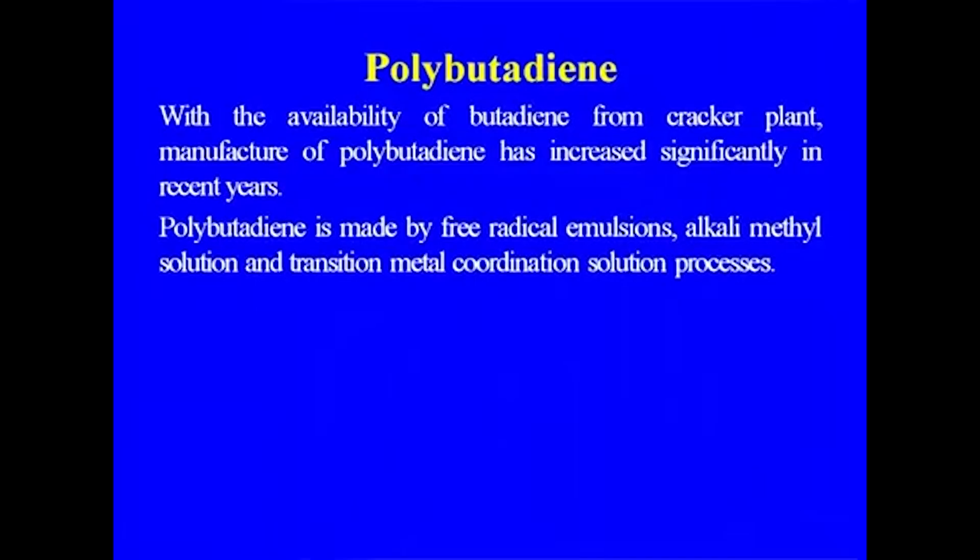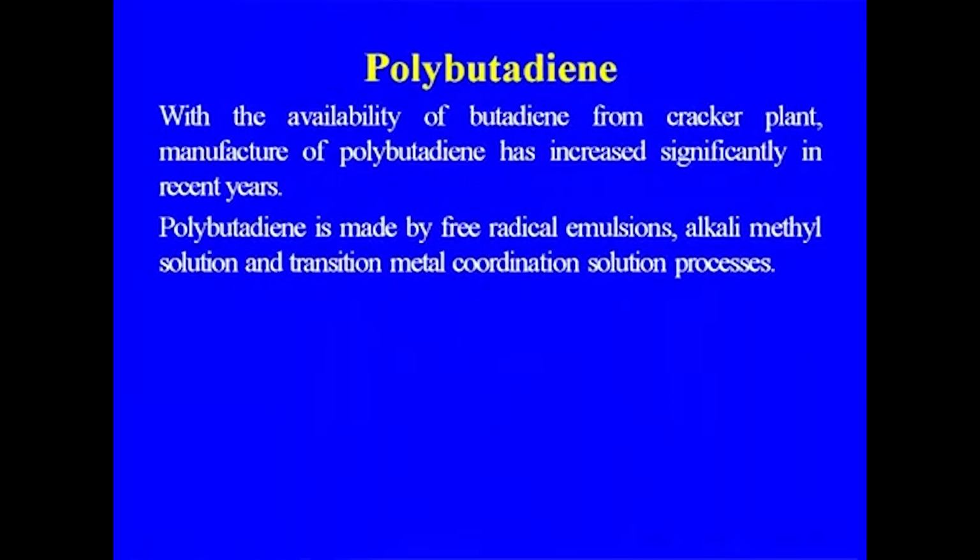With the availability of butadiene in the cracker plant, manufacture of polybutadiene has increased significantly in recent years, because we now have large capacity naphtha cracker plants. Earlier, as I told you, naphtha cracking started at only 20,000 tons. Now we are having 8 lakh ton plus capacity naphtha cracker plants. So, the amount of butadiene generated is very high, and that has led to the development of either SBR or polybutadiene rubber.